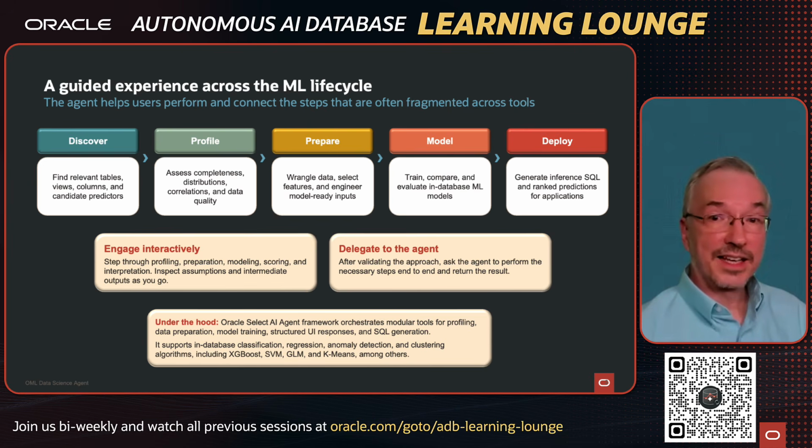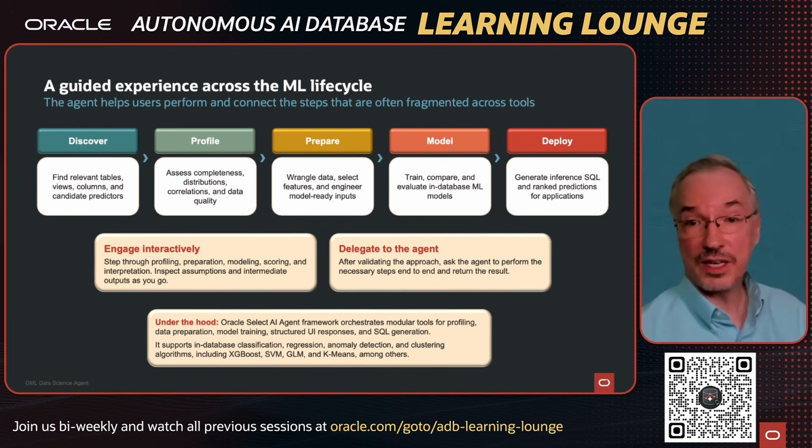Under the hood, Data Science Agent is built using the Oracle Select AI Agent framework, which orchestrates the different tasks and tools used by the agent. The Oracle Select AI Agent framework allows you to build, deploy, and manage AI agents that run directly in the database. Now, in this first release, Data Science Agent supports in-database classification, regression, anomaly detection, and clustering, and it uses Oracle machine learning algorithms that produce models as first-class objects in your database schema. And as you'll see, these models can then be used directly in SQL queries.